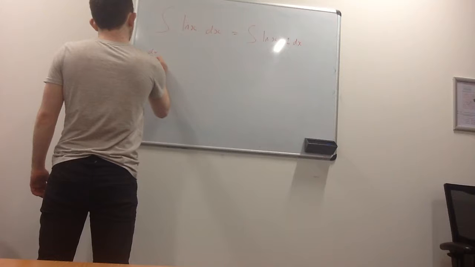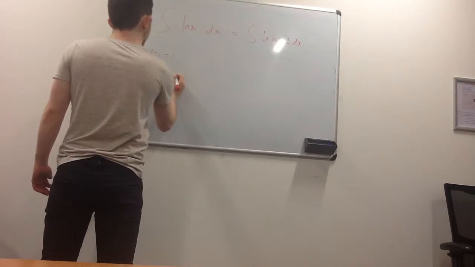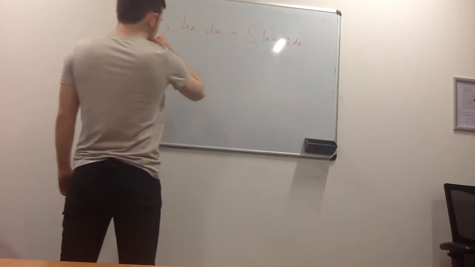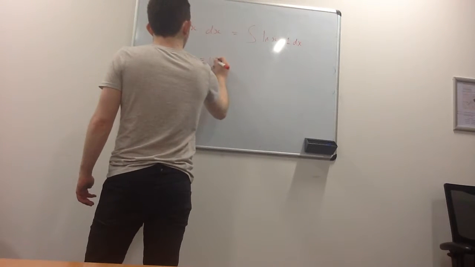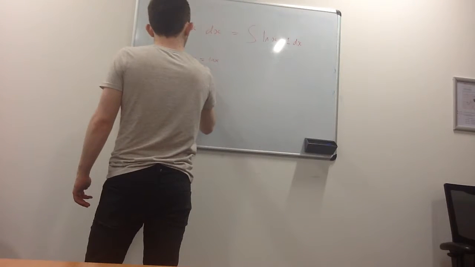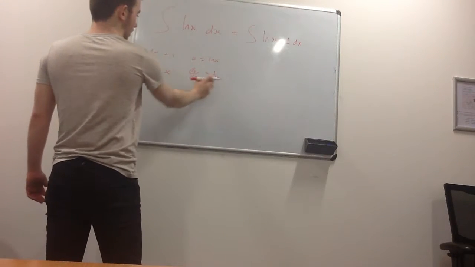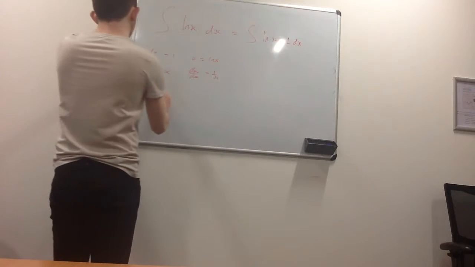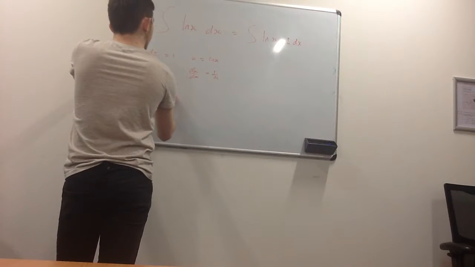So my dv by dx will be 1, so my v will be x. Now, that naturally means that my u equals ln x. So my du by dx equals 1 over x. Now I do see what I'm going with. So therefore, my integration turns into this.